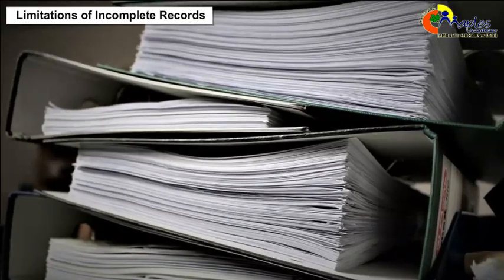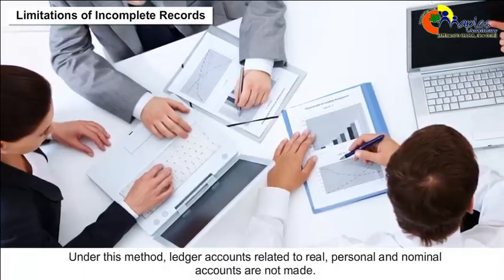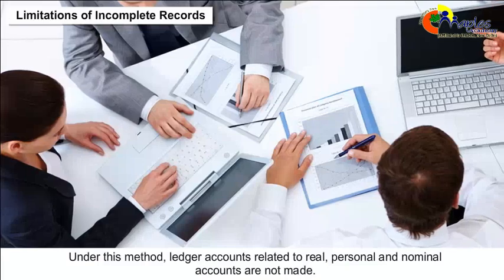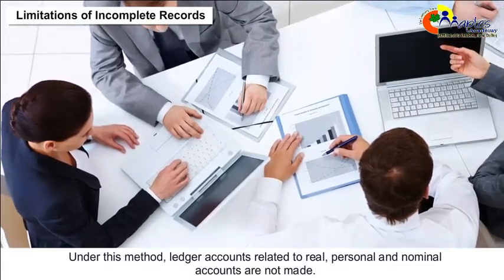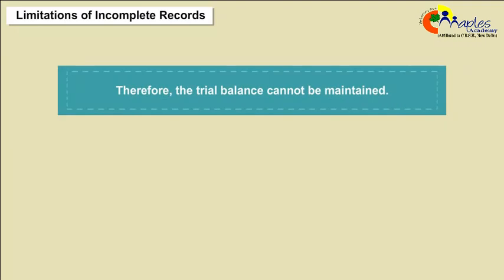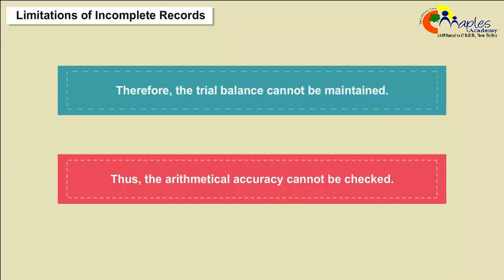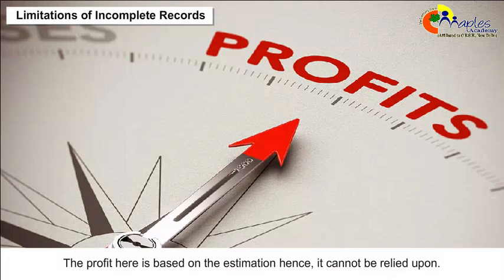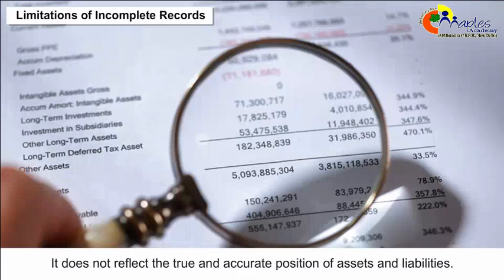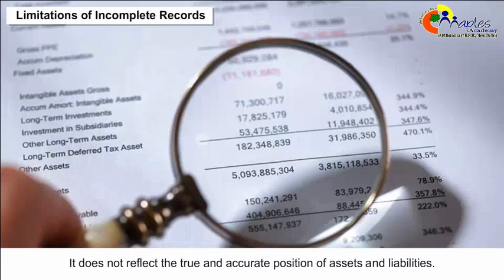Limitations of incomplete records. Under this method, ledger accounts related to real, personal and nominal accounts are not made. Therefore, the trial balance cannot be maintained. Thus, the arithmetical accuracy cannot be checked. The profit here is based on estimation, hence it cannot be relied upon. It does not reflect the true and accurate position of assets and liabilities.